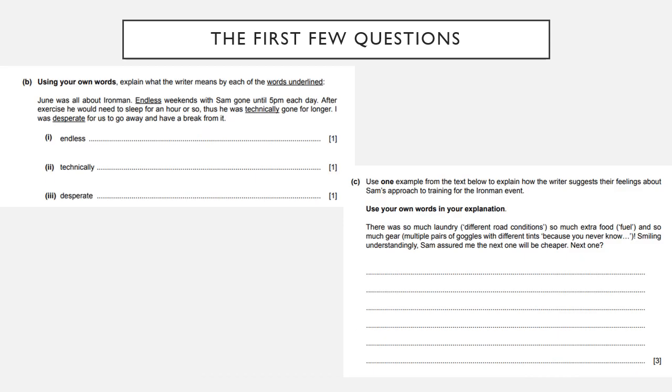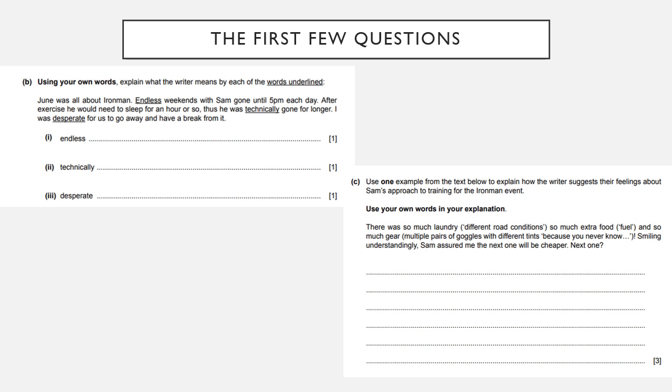And again, we've got another couple of questions here, not worth a huge number of marks again, but remember every mark's going to count. So you want to try and get these 1 or 2 or 3 mark questions correct if you can. The next one says using your own words, take that seriously. It says explain what the writer means by each of the words underlined. And you've got a little passage here. It says June was all about Ironman. Endless weekends with Sam gone until 5 p.m. each day. We just want another way of making sure that you've understood what it means by endless, and then technically, and then desperate within the context of that passage.